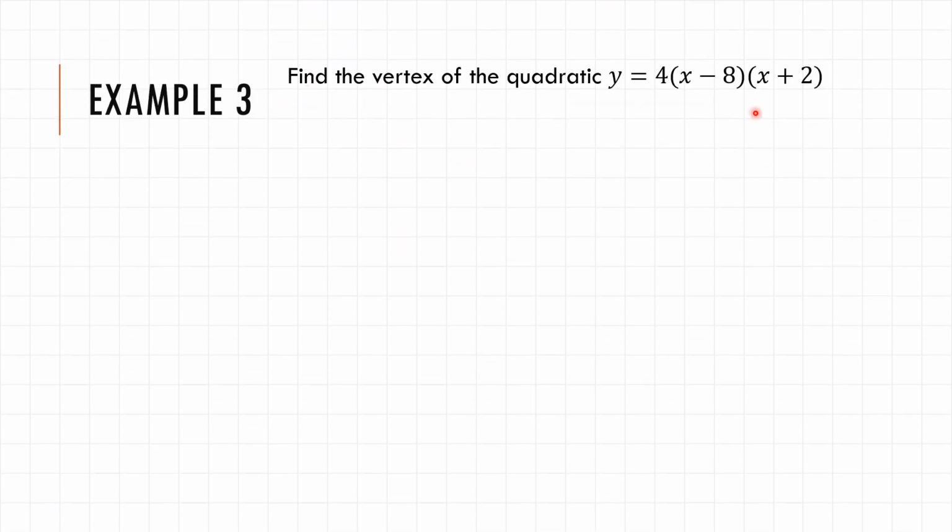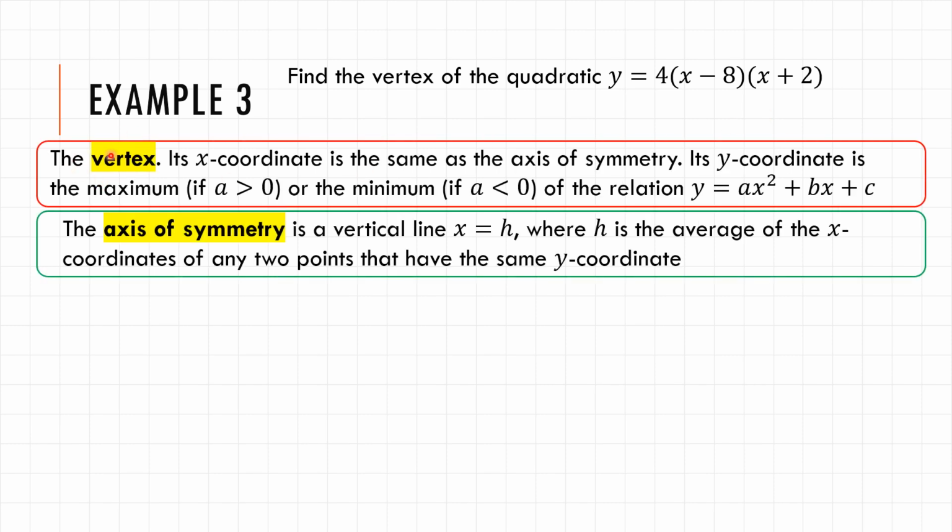The last one, and this one will really help us to actually graph a quadratic, is this example here. Find the vertex of this quadratic, because all you need to graph a quadratic is like the 2 zeros and the vertex, to be honest, right? So the vertex is, like we have mentioned before, the x coordinate is the same as the axis of symmetry. The axis of symmetry is that vertical line, x equals h, where h is the average of the x coordinates of any 2 points that have the same y coordinate.